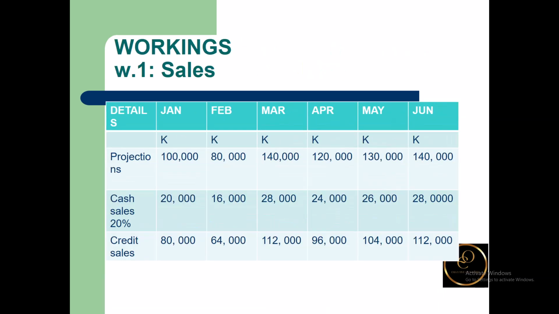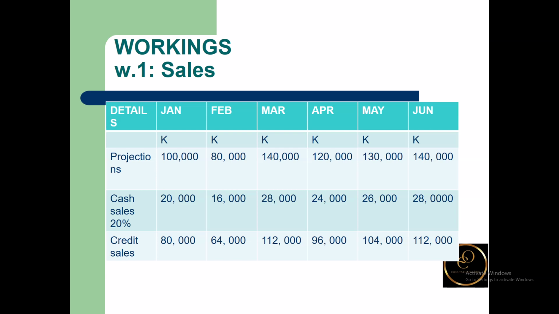So let's look at how this is done in workings. So we have to reflect the sales projections, which is 100,000 in January through to June with 140,000. So we are guided that of the total sales projection, 20% are on the basis of cash. So you calculate 20% of that month's projection that is expected to be paid in cash. So 100,000, 20% will be 20,000 kwacha, leaving the credit sales of 80,000 kwacha.